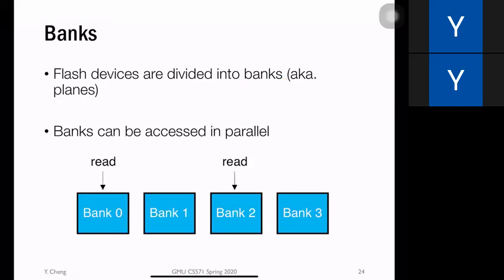As shown in this example, there are 2 concurrent read operations hitting the first and the third flash banks, and these 2 read operations can be serviced simultaneously, at the same time. This is why it can achieve much higher throughput and lower latency compared to the hard disk drive, because the hard disk drive is inherently serial, not inherently parallel. That means at any single point in time, only one outstanding I/O request can be serviced by a hard disk drive.